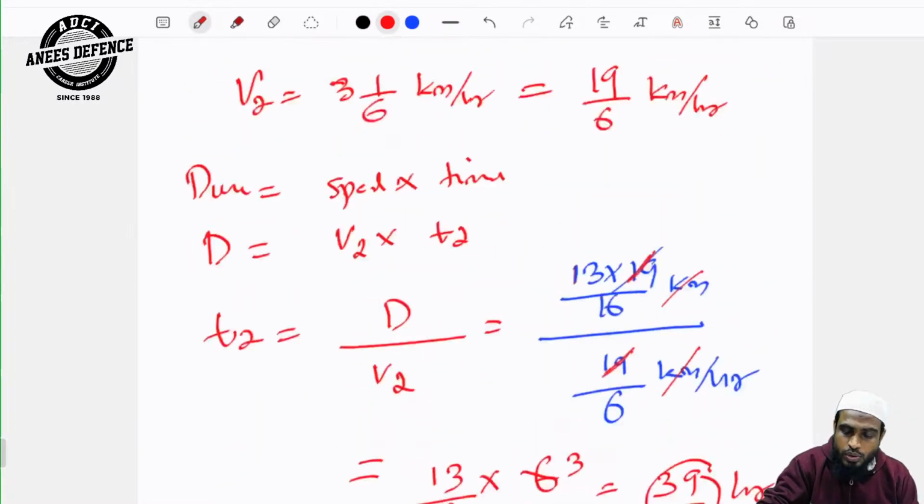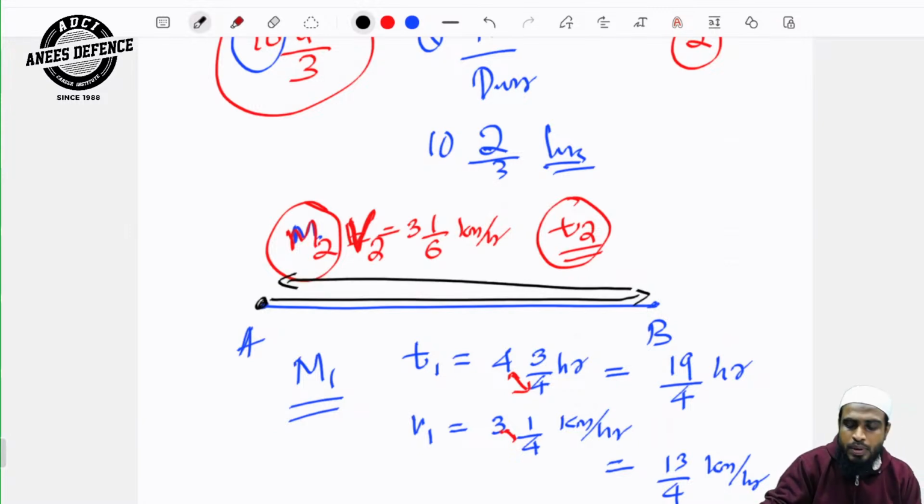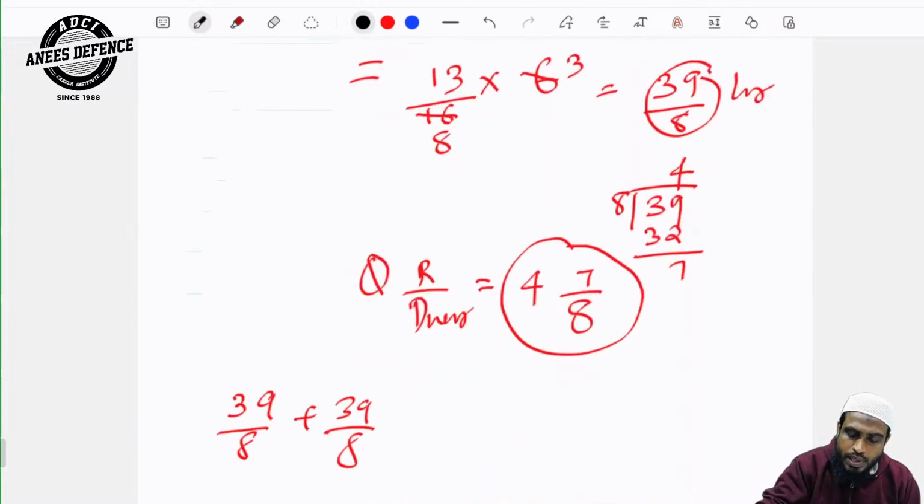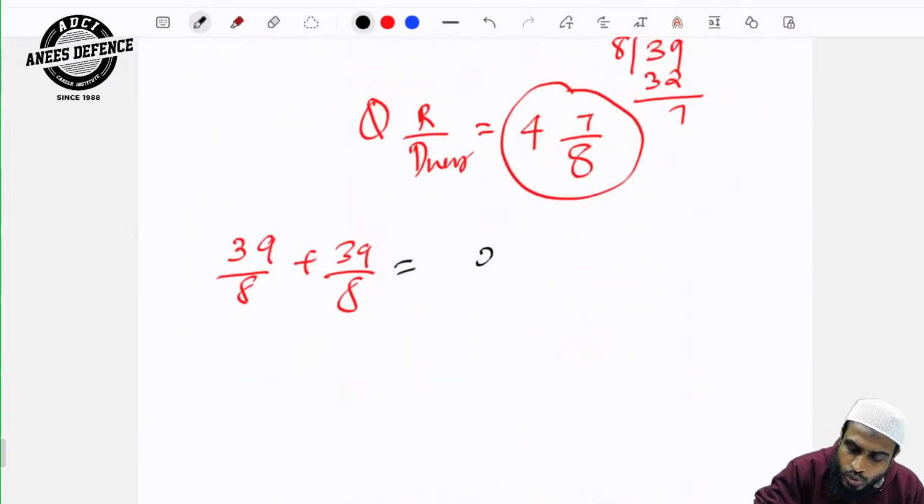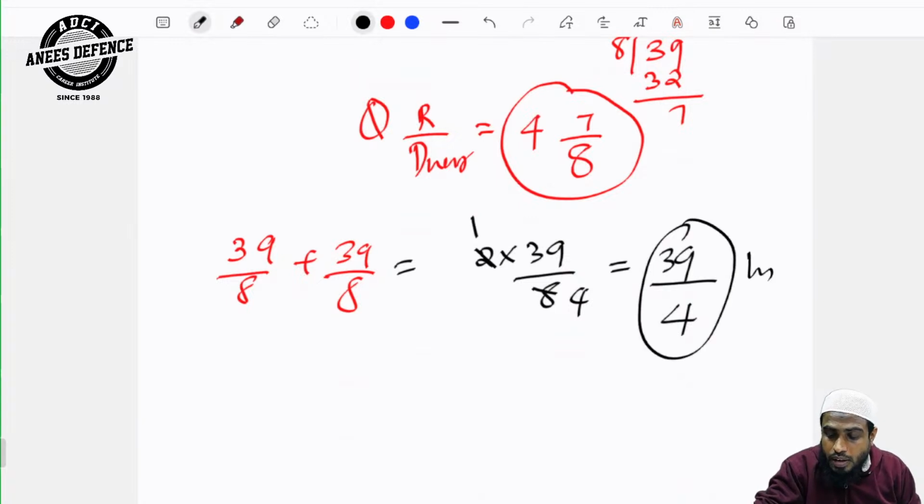Because the second person should go from here to B, then he should come back to the same place. That means double time you have to consider. So 39 by 8 is equal to 2 into 39 by 8. So 1 into 2, 4 into 2. So the total time taken by the second person to go and come back is 39 by 4 hours.